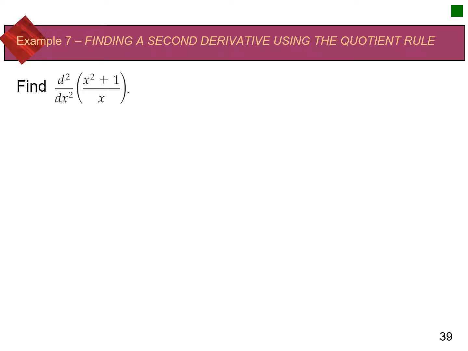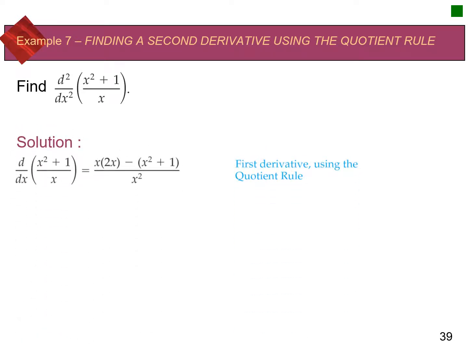So for example here, finding a second derivative using the quotient rule. And here they are going to use the quotient rule, I believe. So if I take the derivative of this, I'm going to have the bottom times the derivative of the top. Now, the derivative of x squared plus 1 is going to be 2x, minus the derivative of the bottom, which is 1, times the top, which is x squared plus 1, all over x squared.